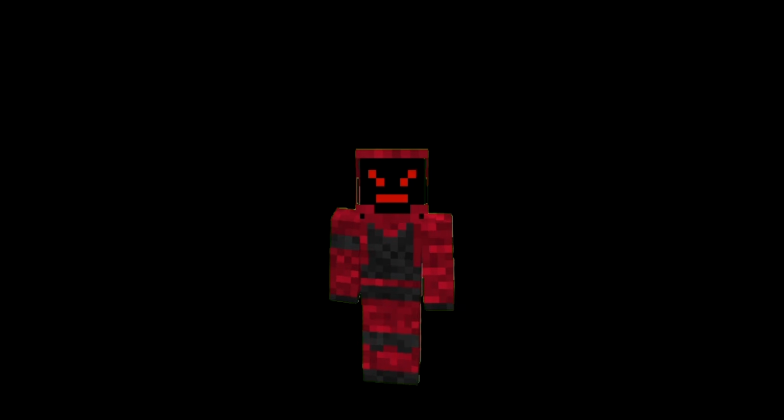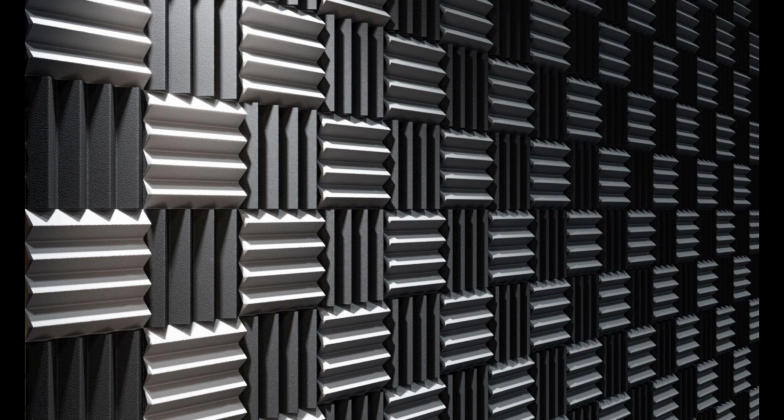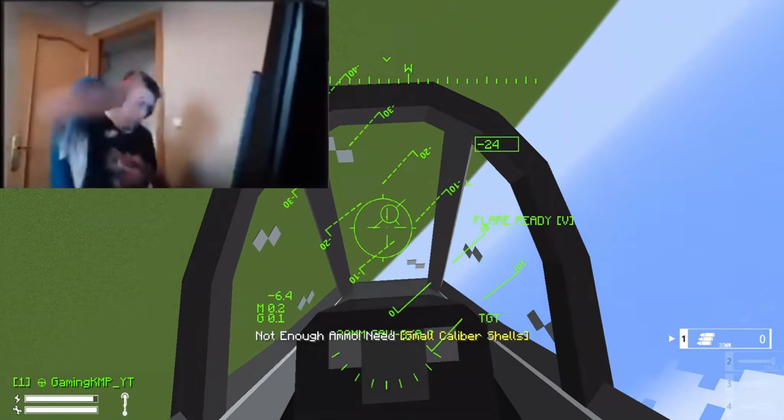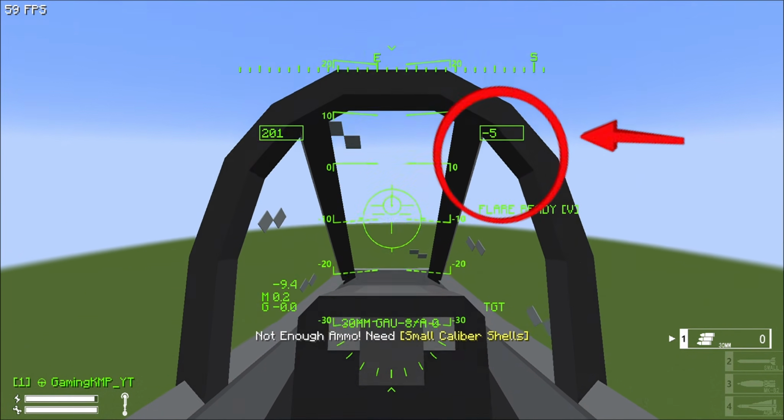I also found it interesting how both soundproofing materials and radar altimeters use waves, but in very different ways. Soundproofing absorbs sound while radar relies on reflection to gather information. Complete opposite. One helps you avoid getting yelled at for being loud, and the other helps pilots avoid the ground. Both very important for survival, just in different ways.